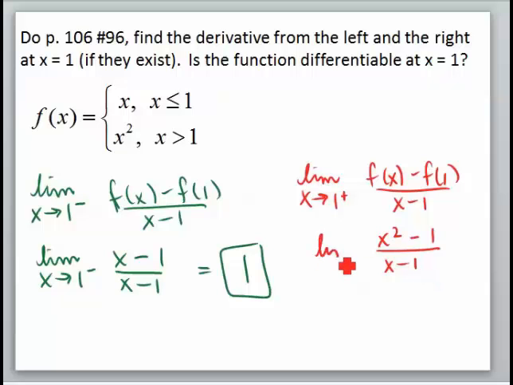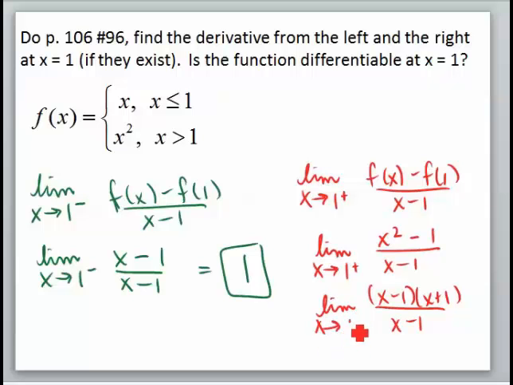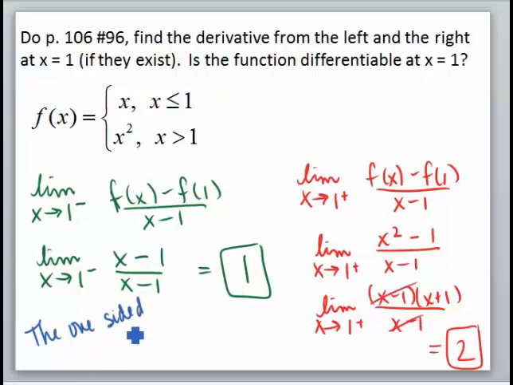So now I'm going to evaluate this limit. This limit factors on the top, and because it factors on the top, I'm able to cancel with the bottom, and then when I use direct substitution, I get my limit is equal to 2. The statement I can then make is that the one-sided limits are not equal. Therefore, it's not differentiable at x equals 1.